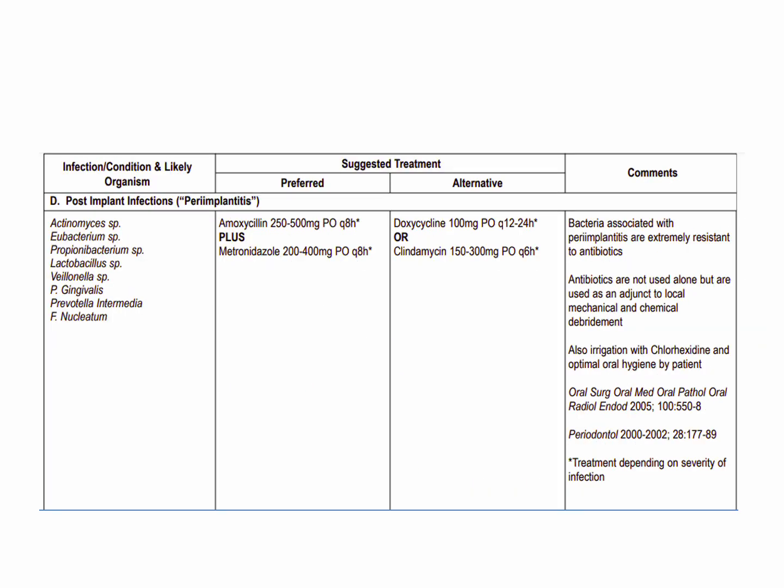And finally, for peri-implantitis, we can give oral amoxicillin plus metronidazole. So antibiotic is indicated for peri-implantitis. Okay, so that is the summary of the National Antibiotic Guideline of 2008. So with that, I conclude my lecture.